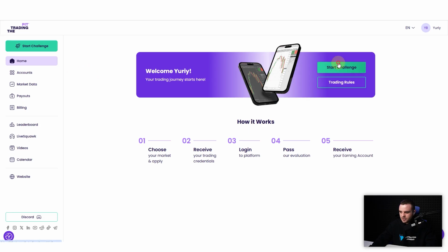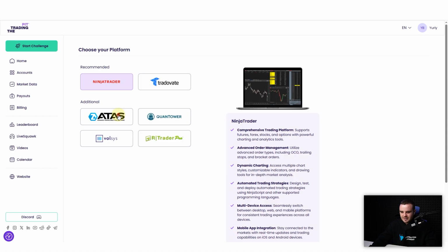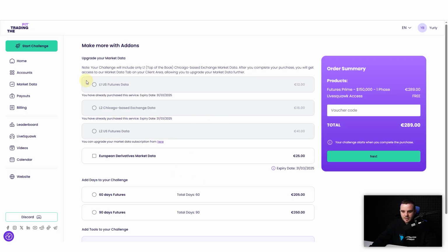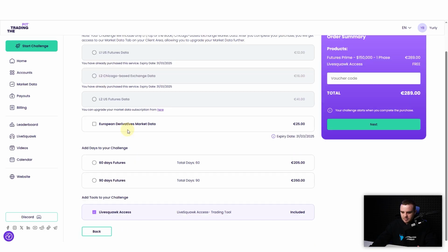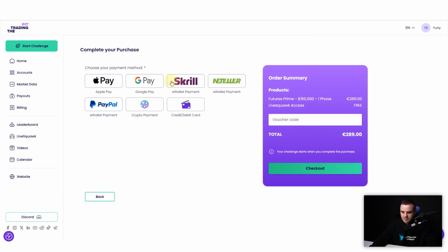When you start a challenge, for example futures, let's choose this one, then Atas. Also, you can use other platforms, for example Quantower or Ninja Trader, depending on which you like, but I use only Atas. Plus, here you can see you can buy data. We bought only CME data, for 60 days in total. After that you can go to the next step, and you can see how many different payments you can do. You can do crypto payment, you can pay via Apple Pay, Google Pay, Skrill. I paid personally through Skrill, PayPal, credit or debit card.